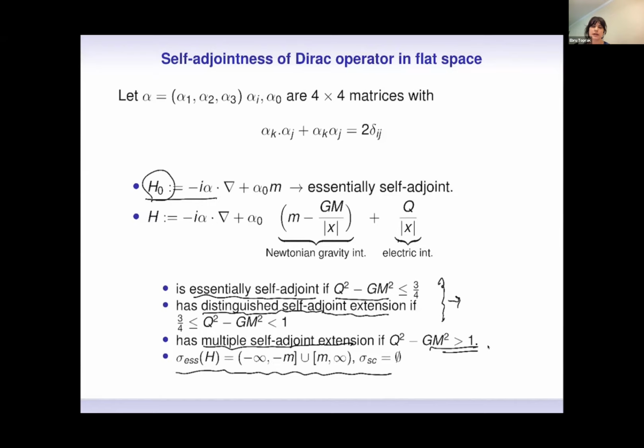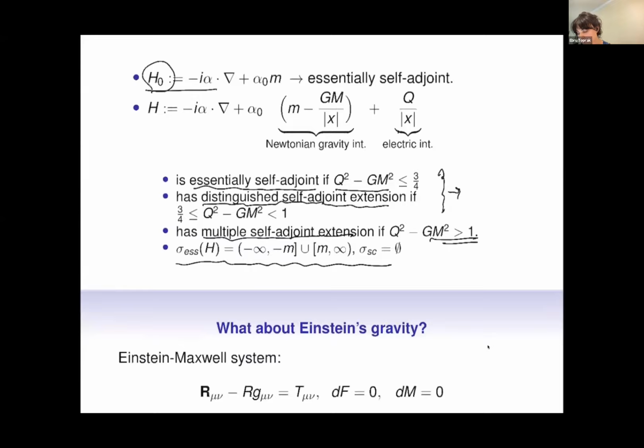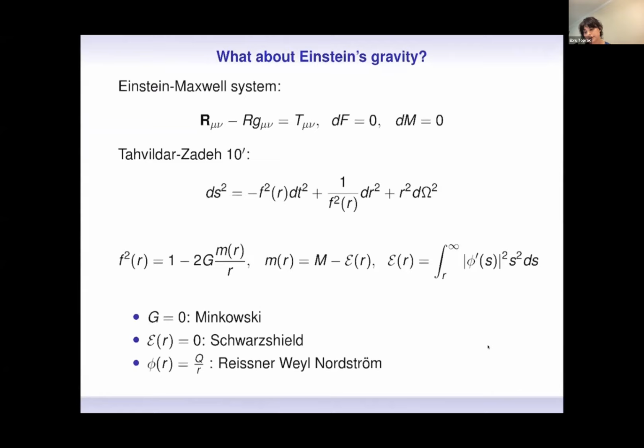So the next question, and this is the main question that we want to answer, is what happens if we consider Einstein's gravity rather than Newtonian gravity? Well, Einstein's gravity doesn't really couple like this, of course. It's not that simple. First of all, we have to talk about Einstein's equation. So what we do is we consider the Einstein-Maxwell system. And in fact, we know by Shadi's 2010 paper, this system admits the following spherically symmetric solution. And we want to focus on this type of solution.